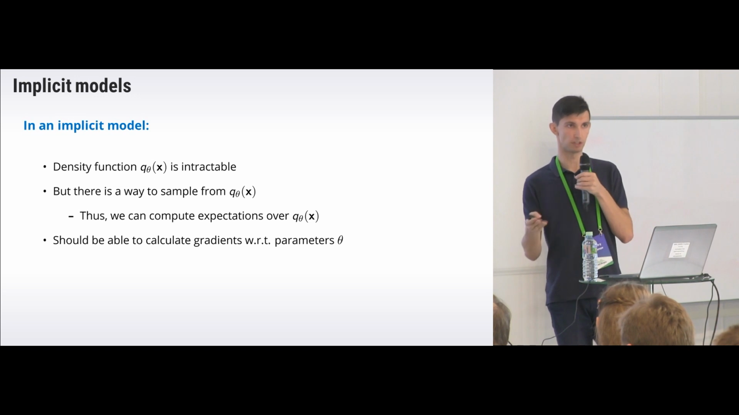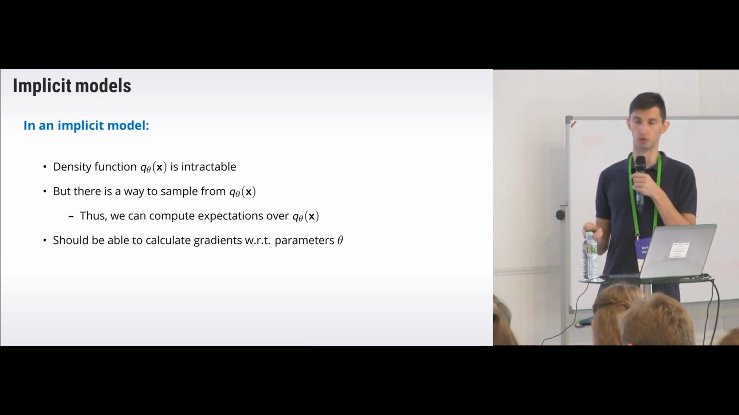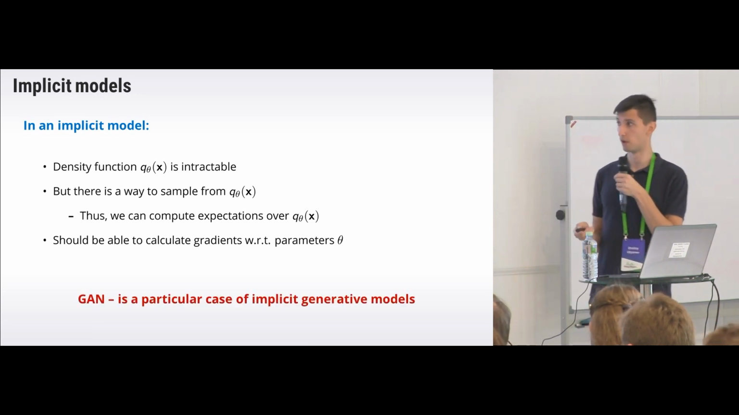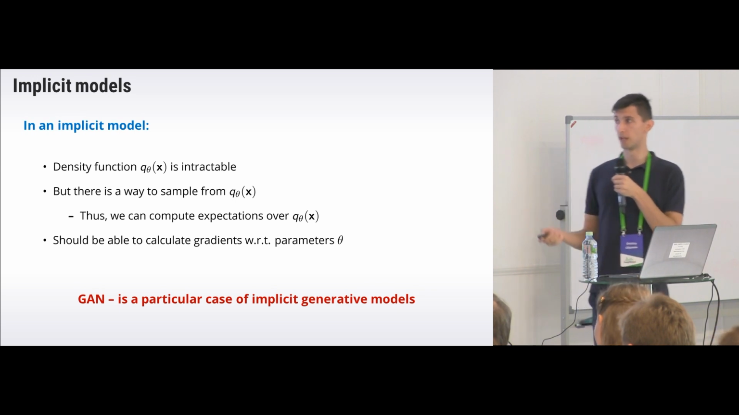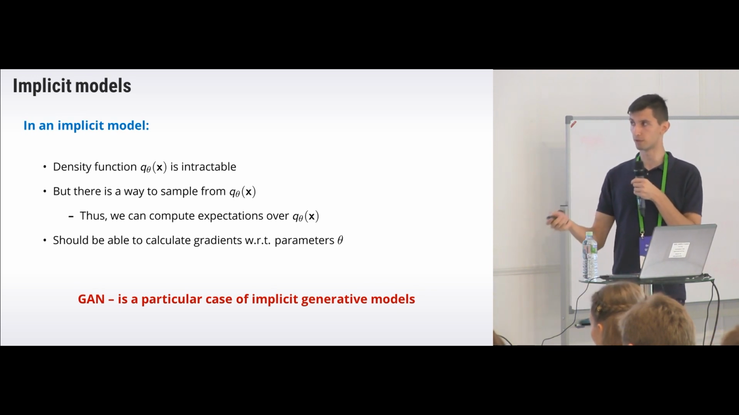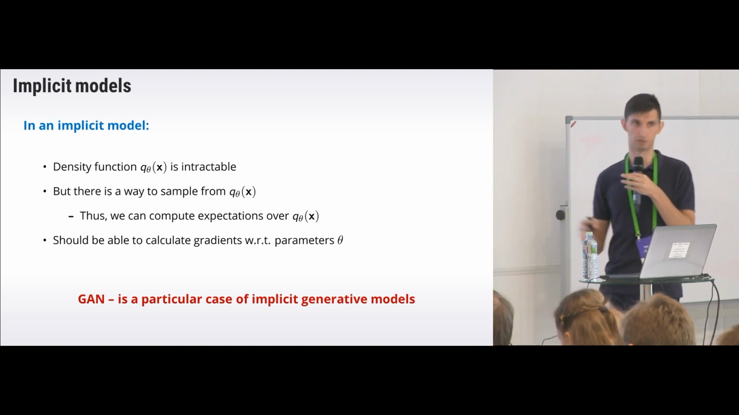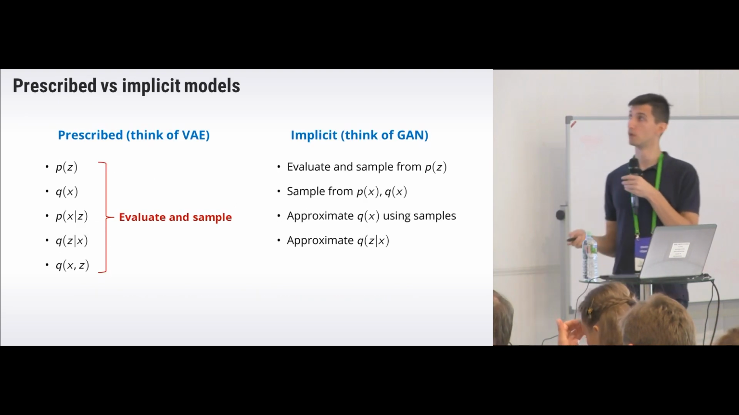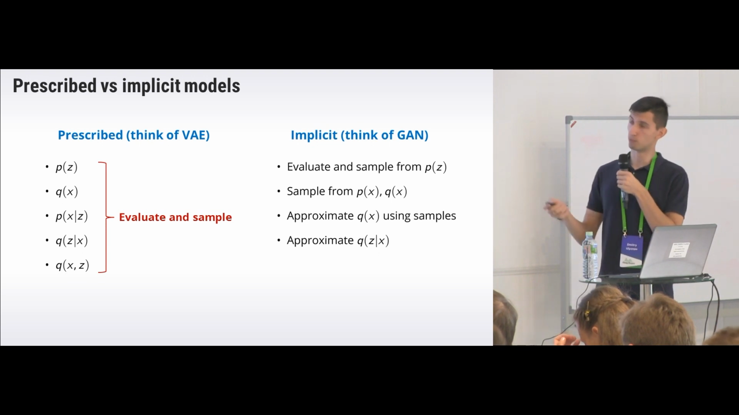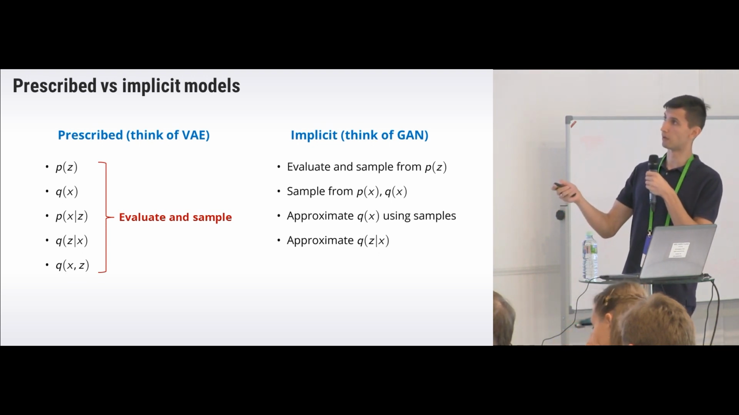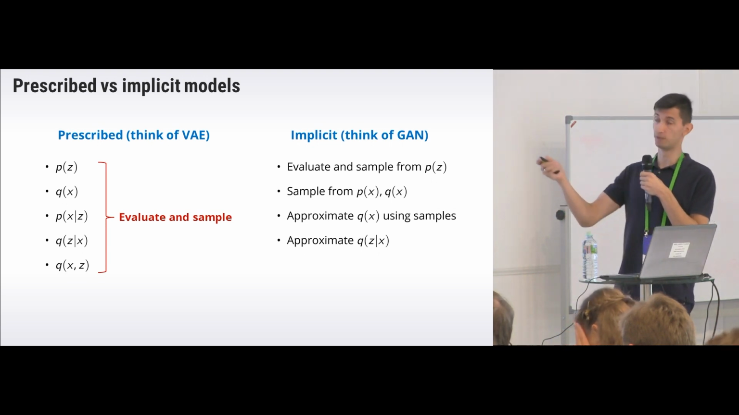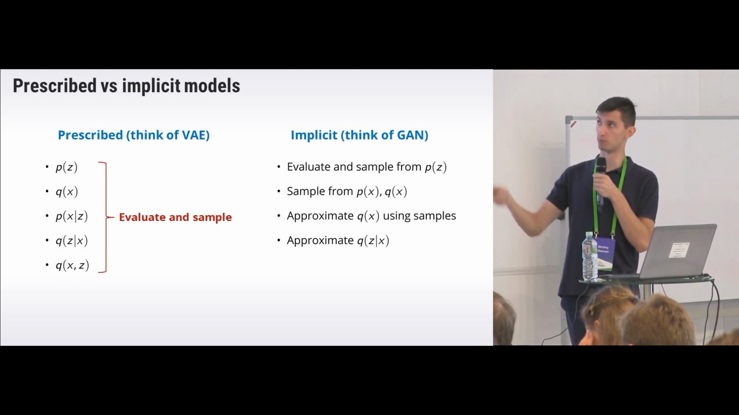That is important, and that is basically what we use to learn the classifier, to learn the generator. A generative adversarial network is a particular case of implicit generative models, just one special example. If we compare it to prescribed models, for example, VAE, where we specify all the distributions.